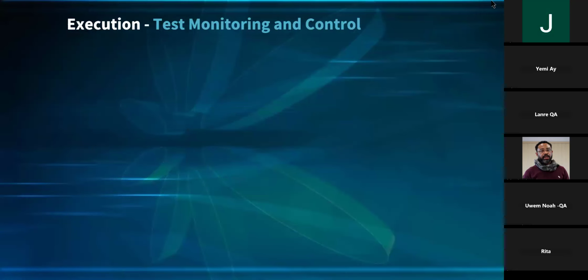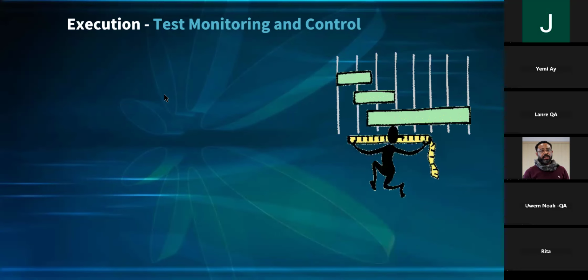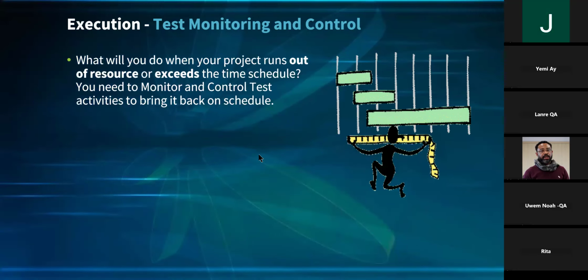The next thing is test monitoring and control. When you talk about test monitoring and control, we want to ensure that what is expected, we want to put everything under control. The test manager, all the activities, every one of us, we want to have a check. Make it transparent so that people will know this is exactly what we are doing.